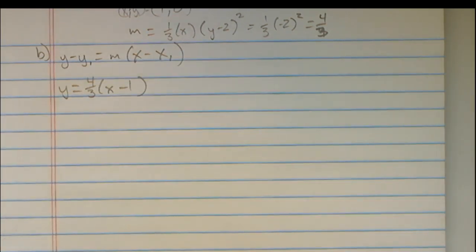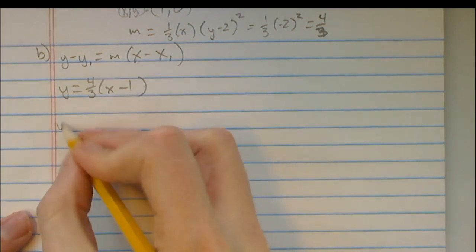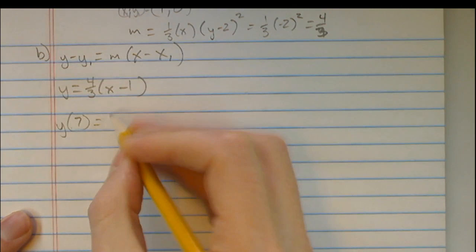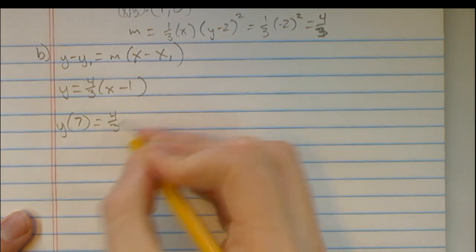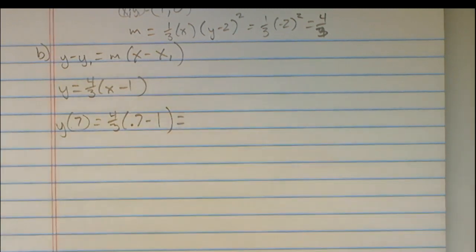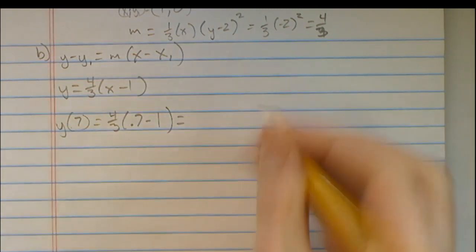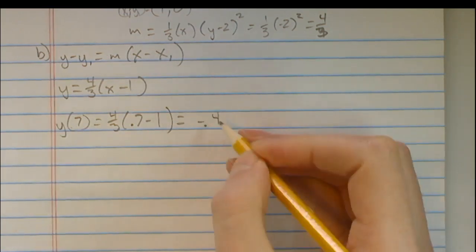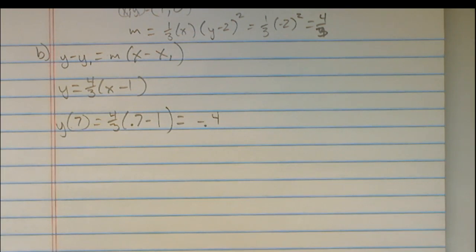To approximate the value, we'll plug in 0.7. So this will be about negative 0.4, basically. Right. All right.